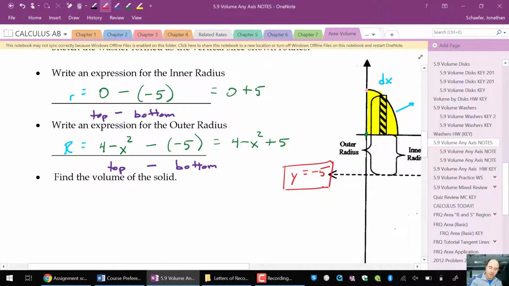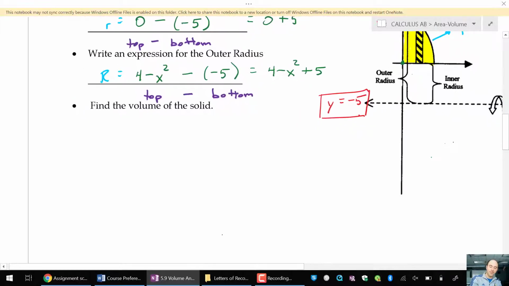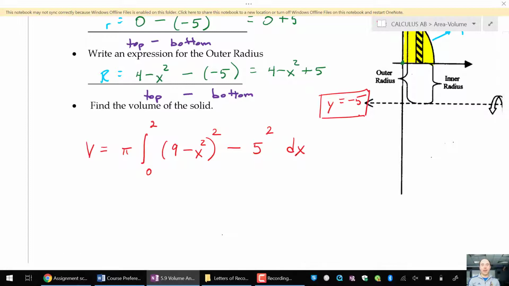So let's find the volume of this solid washers once again. So pi, the bounds will now be from 0 to 2 because I want x-axis bounds. And then I want capital R squared, outer radius squared. So 9 minus x squared, quantity squared, minus little r squared, or just 5 squared, and then dx thickness. There's the integral. Go ahead and pause the video, give it a try, type in pi, and then math 9.